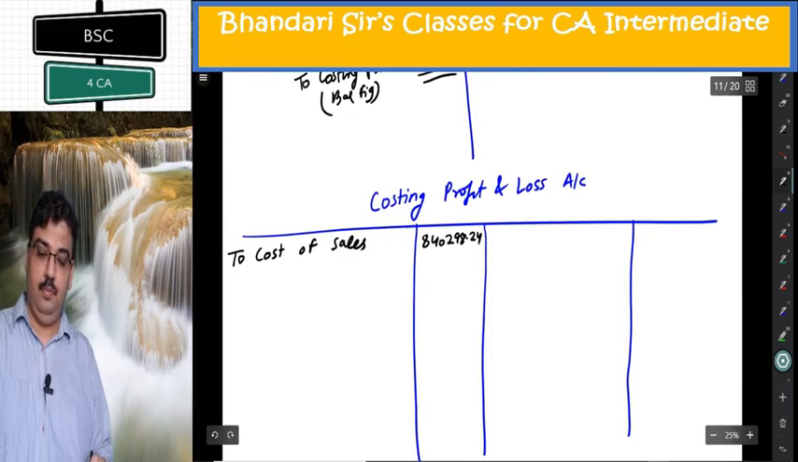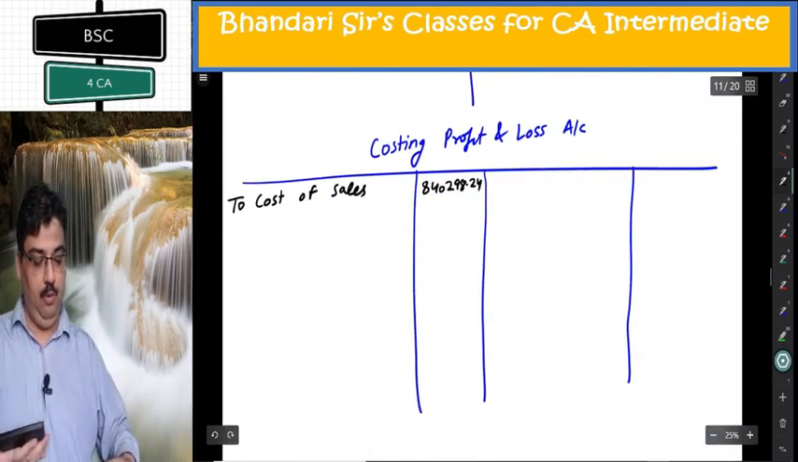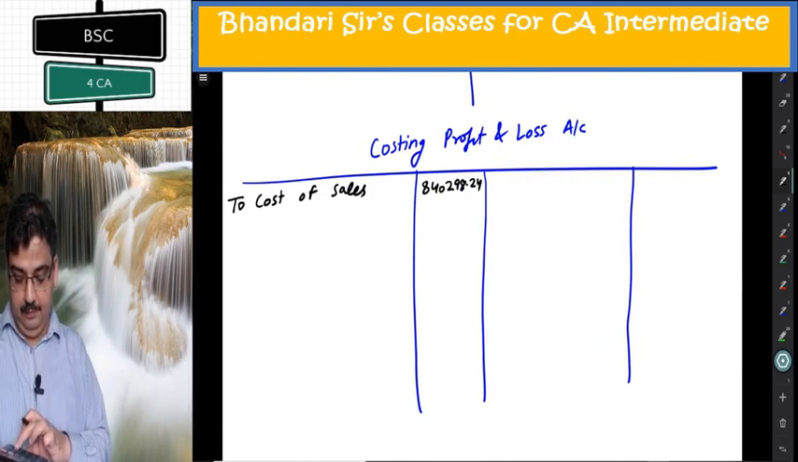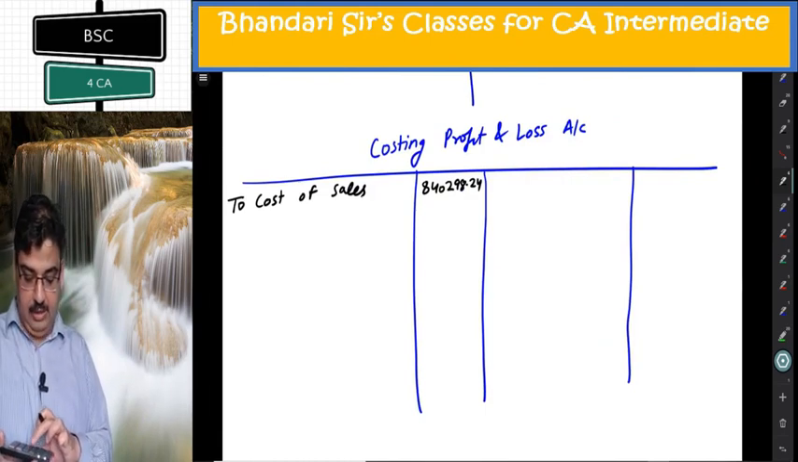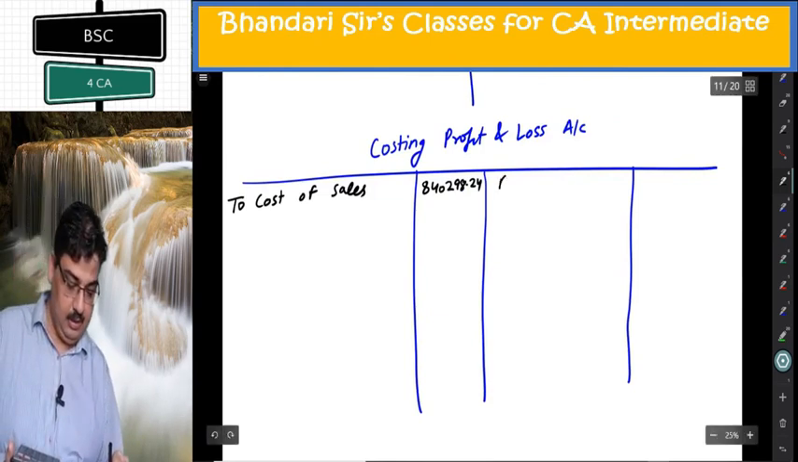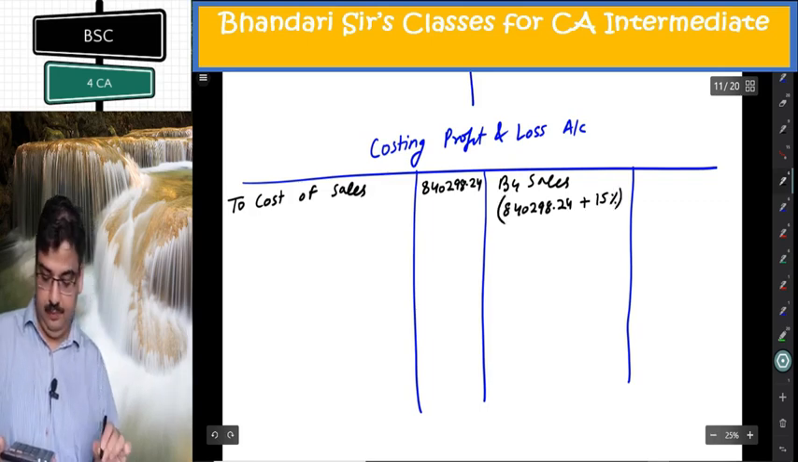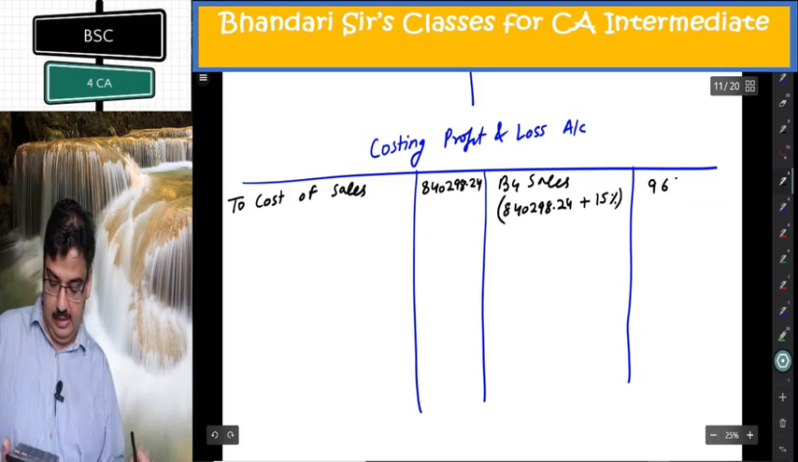840,298.24. 890,298.24. In this, I have to add 15% to get sales. Sales came nowhere except this. By sales. 840,298.24 plus 15%. Once I add, I get 966,342.98.